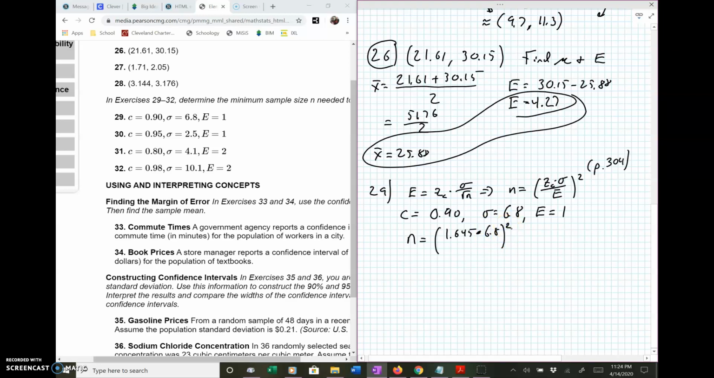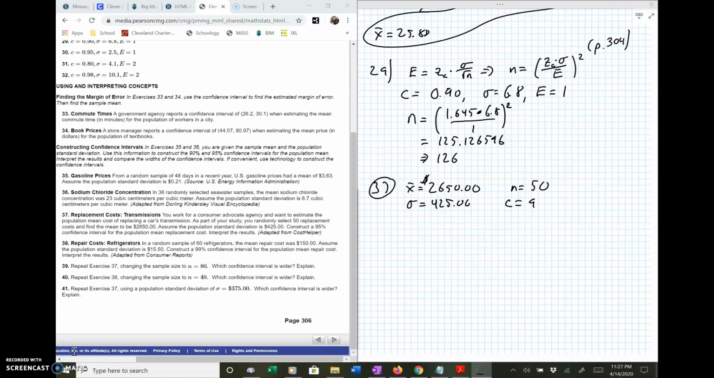My print didn't write that well. Over e is just going to be 1. They're making it simpler for us. I'm going to pop that in my calculator. And that gives us 125.126596. Now, even though that would normally round down, we don't do that. We always have to round up here to make sure we get the conditions we want. So 126 would have to be our sample size for number 29.